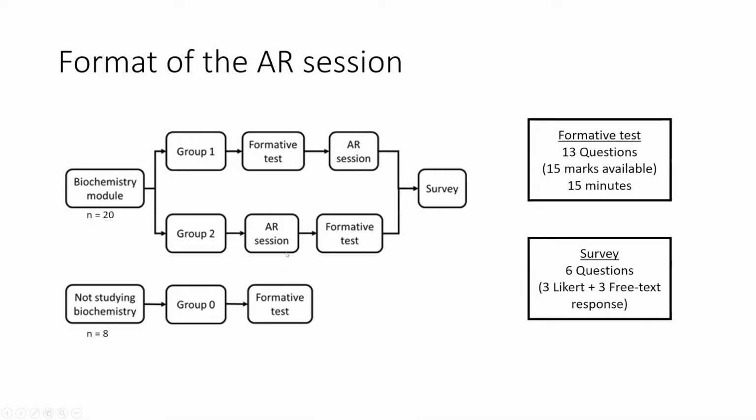The second group would do the same in reverse. They would start with the AR session, and then complete the formative test, so that both groups would have equal opportunity to complete all of the activities, but only group 2 would have the benefit of having done the AR session before the formative test. We also included a control group, made up of individuals from our Learning Technologies office who are not studying biochemistry, don't come from a biochemistry background, haven't sat through my lecture, lucky for them, and also hadn't participated in the AR session. So we used them as a control for the guessability of the test that I administered.